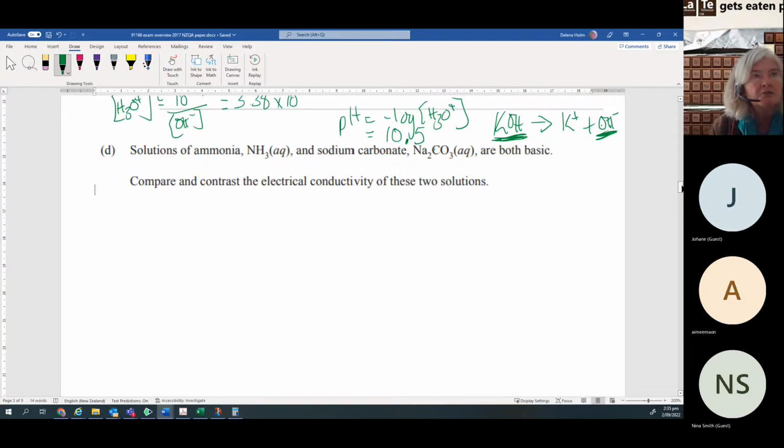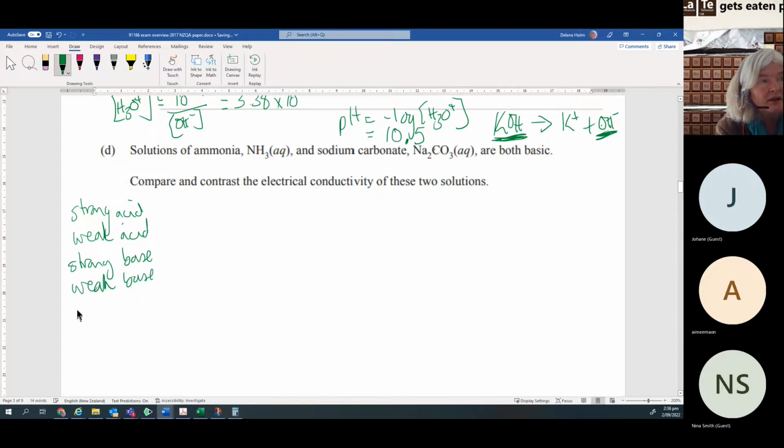Now we've got solutions of ammonia and sodium carbonate, and we're told they are both basic, but they have got different electrical conductivity. So the difference is, you've got to say, is it a strong acid? I mean, I know they're basic, so it won't be that. A weak acid, a strong base, a weak base or a salt.